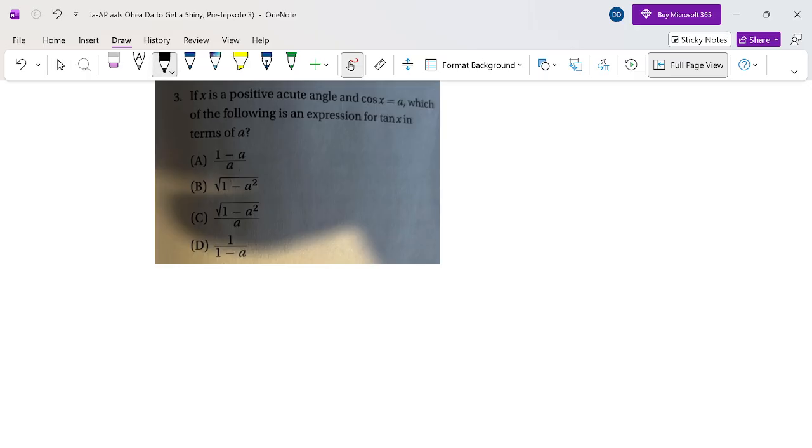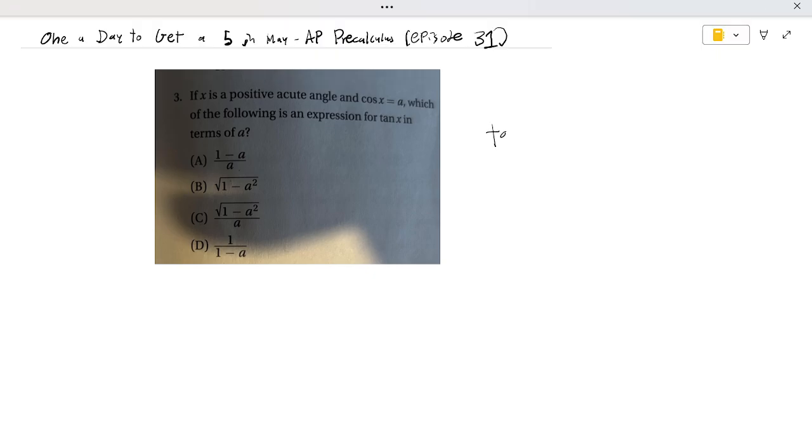If x is a positive acute angle and cosine x equals a, which of the following is an expression for tangent of x in terms of a? So what we're going to use is the definition for tangent of x, which is sine of x over cosine of x. Okay, so we have that cosine of x equals a, so this is equal to sine of x over a. But we want this to be only in terms of a.